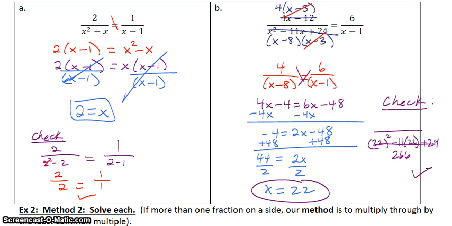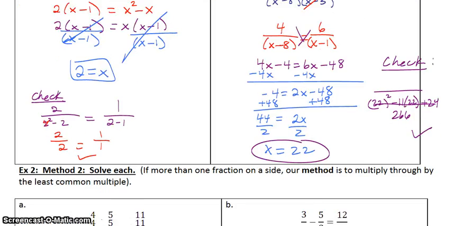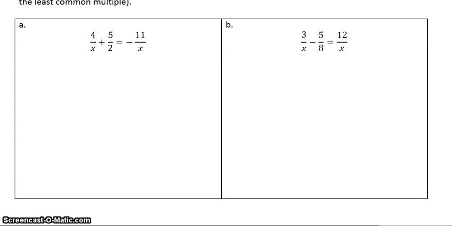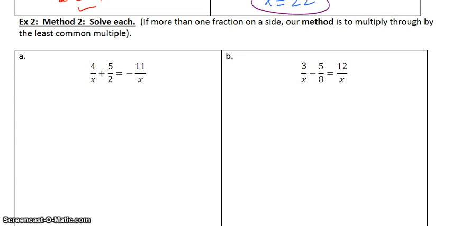What we just did, parts A and B, that's the cross multiply method. Again, you can only use it if there's a single fraction on both sides. So if there's more than one fraction on both sides, I said our method is to multiply through by the least common multiple. Often that is kind of too complicated.